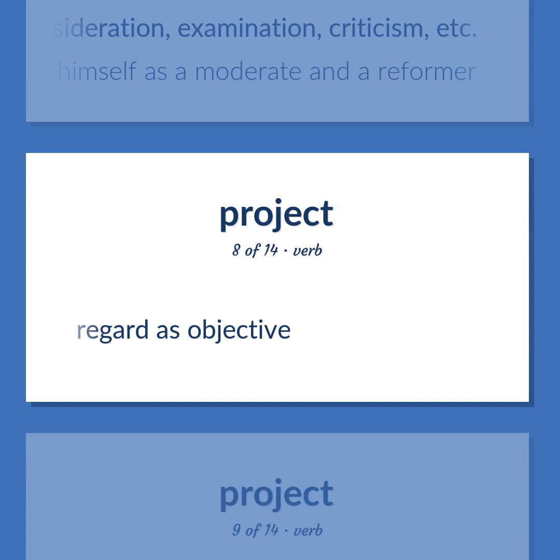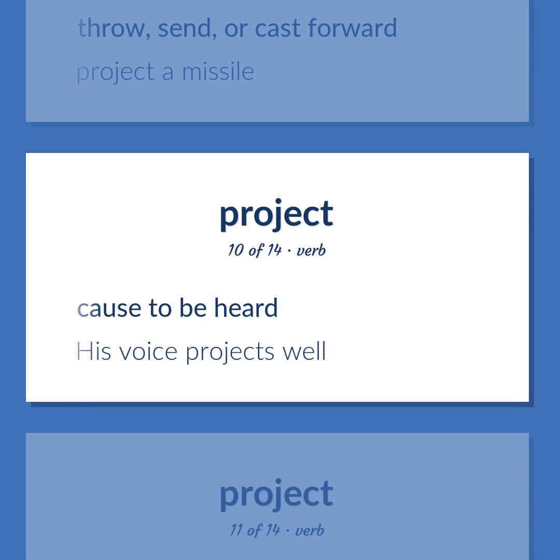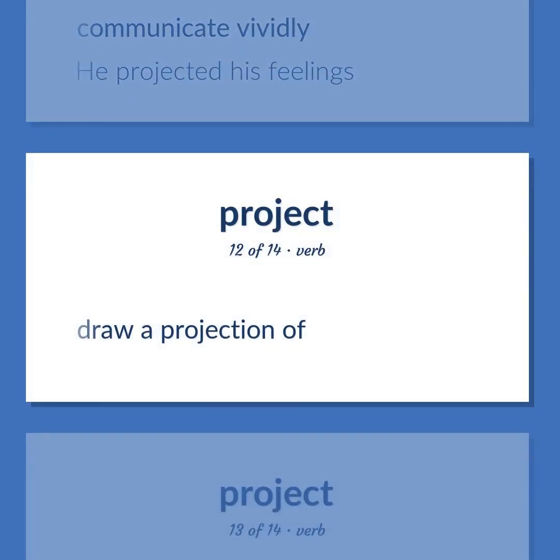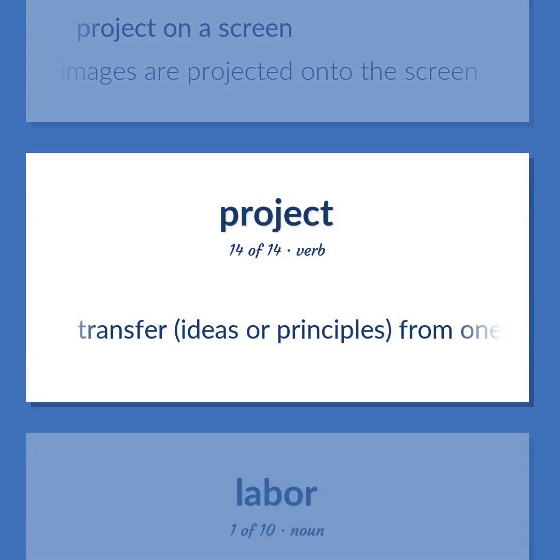Regard as objective. Throw, send, or cast forward. Project a missile. Cause to be heard. His voice projects well. Communicate vividly. He projected his feelings. Draw a projection of. Project on a screen. The images are projected onto the screen. Transfer ideas or principles from one domain into another.